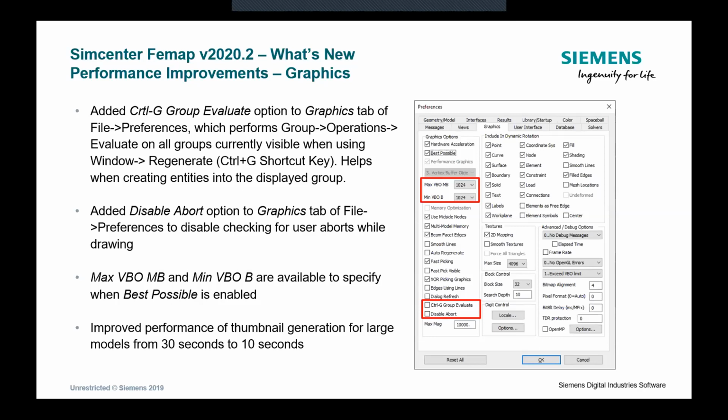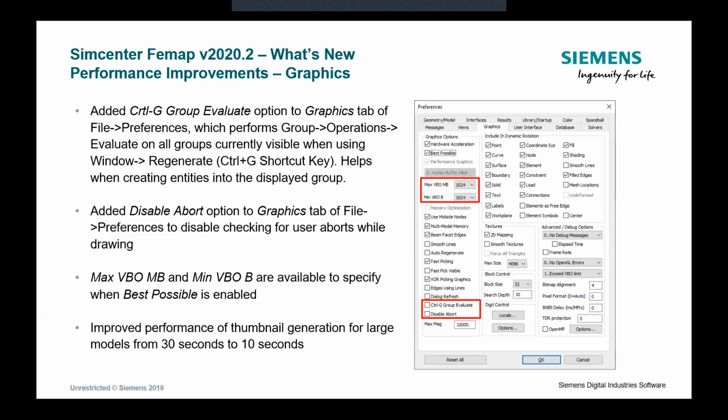Just a couple of other things in here. For preferences, we added the Control G group evaluate. Basically, when you have this option on, every time you do a group evaluate, it'll also perform a view window regenerate, or the Control G shortcut key. So this helps when creating entities into displayed groups. And we also added an option to disable the abort of commands completely. I shouldn't say throughout the product, things that abort the graphics draw. That's what this one does.